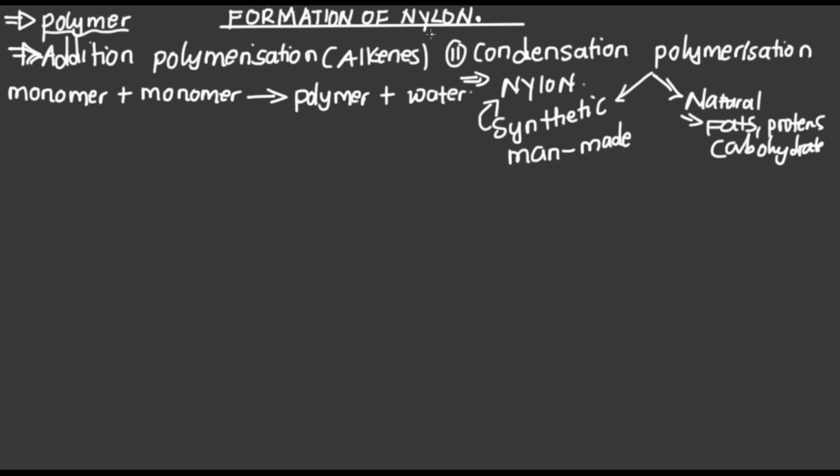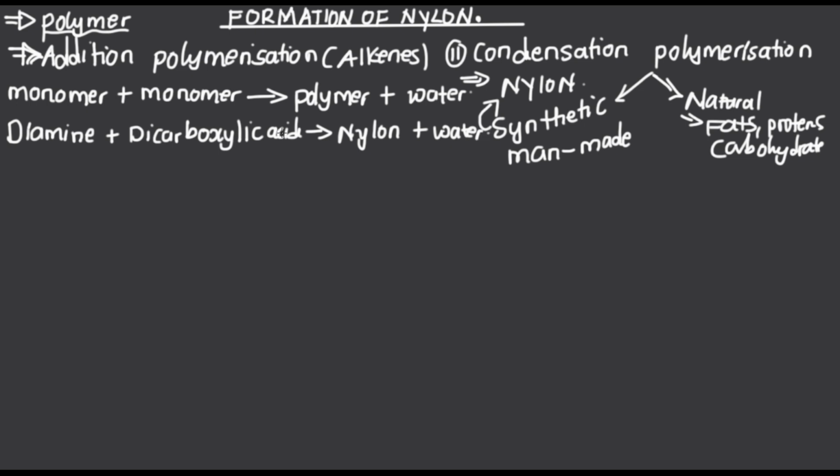Now, since our focus is on nylon, we need to look at the monomers for nylon. The first one is diamine. The second one is dicarboxylic acid. So what is the polymer for these two monomers? It is nylon, plus water. Now we can focus on the structure.